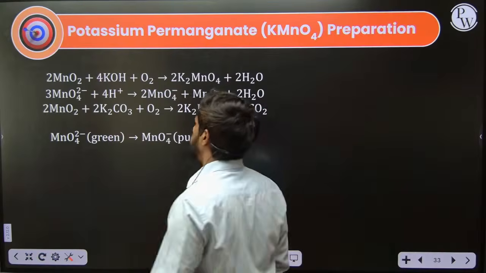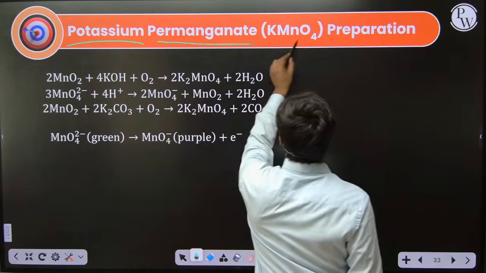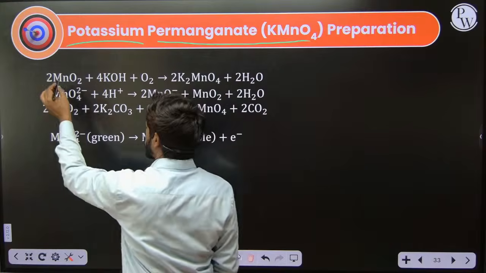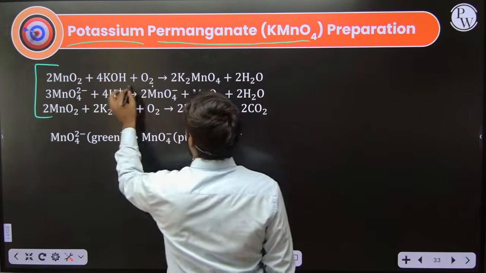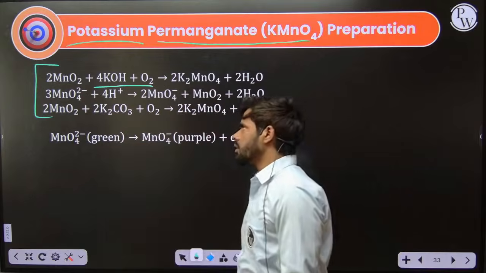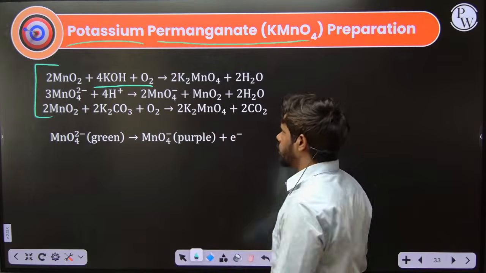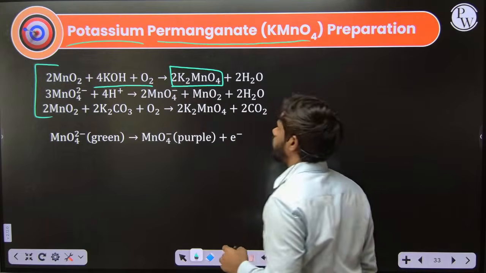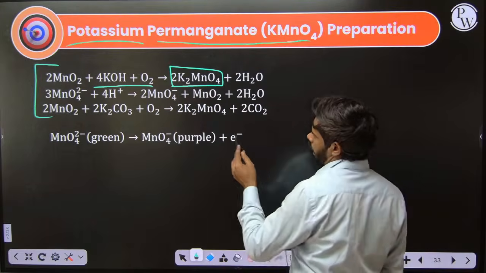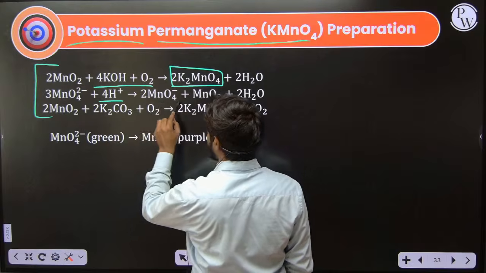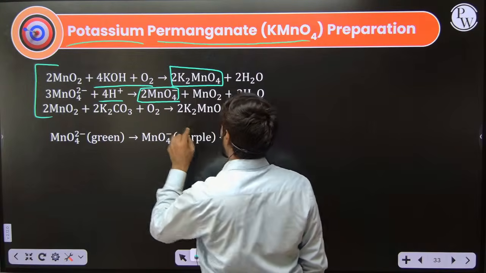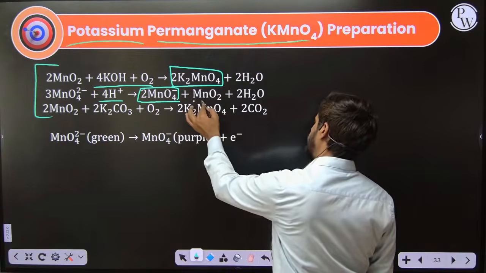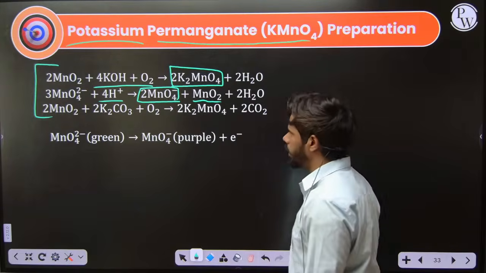Next, potassium permanganate. This is the formation of potassium permanganate. In the presence of air, when it is heated with KOH, there is formation of potassium manganate, and potassium manganate in acidic medium gets converted into potassium permanganate, and along with that we get MnO2 and water.